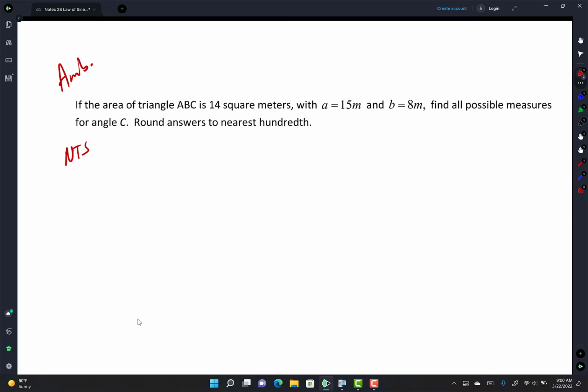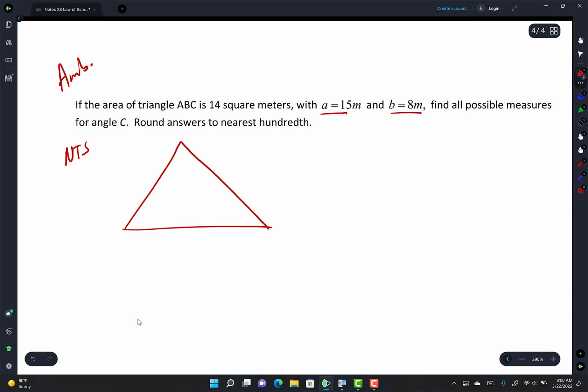All right. So this one's going to have 2 possible answers, and I'll tell you why in a little bit, guys. They tell us that A is 15 and B is 8. So I'm going to draw this triangle for now. I already drew it that way. So A, B, C. Little a is 15, little b is 8, and little c we don't know. Find all possible measures for angle C.